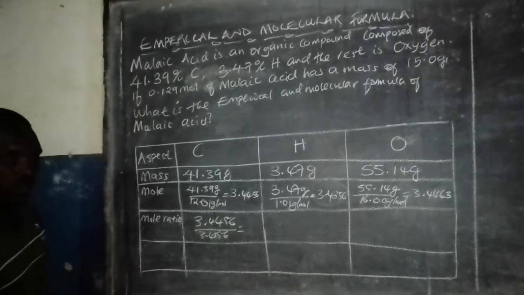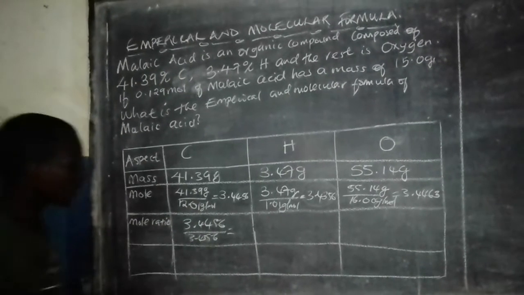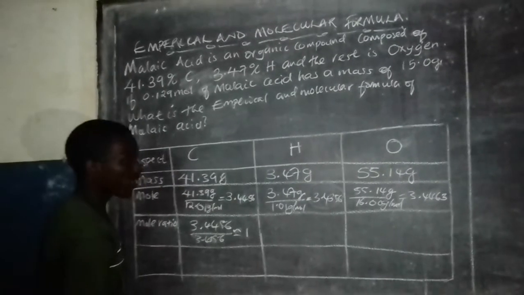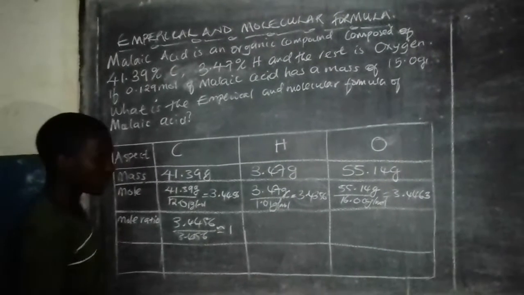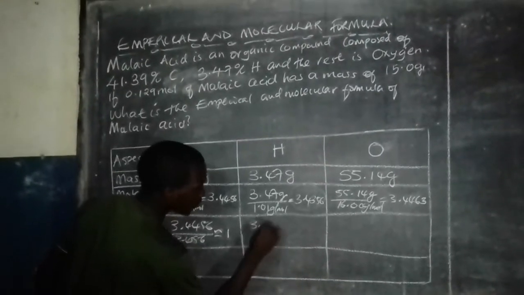It gives us 1.00 something. So we can say this is approximately what? 1. Are we okay with that? Yes. Very good.